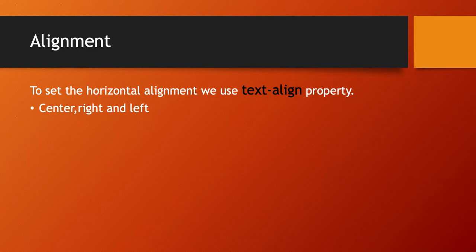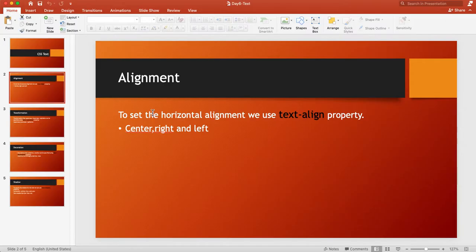To set the horizontal alignment we use the text-align property, which means whenever we write some text in the web page, we want to display that content on the left side, in the center, or on the right side. That is called alignment. So we have three different values: center, right and left. Let's see an example of how we can use this alignment property.